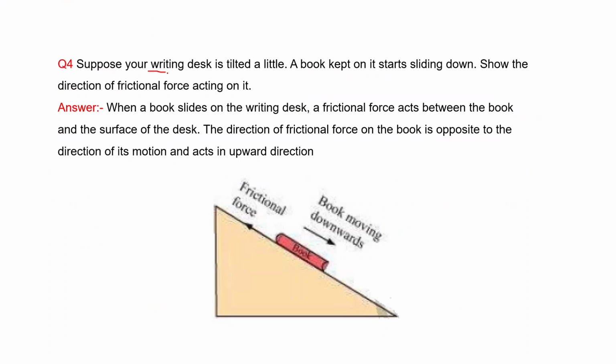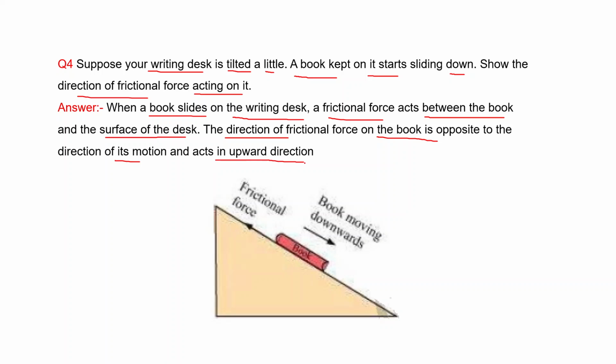Suppose your writing desk is tilted. Tilted means jhuka hua, a little. A book kept on it starts sliding down. Show the direction of frictional force acting on it. Answer is, when a book slides on the writing desk, a frictional force acts between the book and the surface of the desk. And the direction of frictional force on the book is opposite to the direction of its motion and it acts in upward direction.